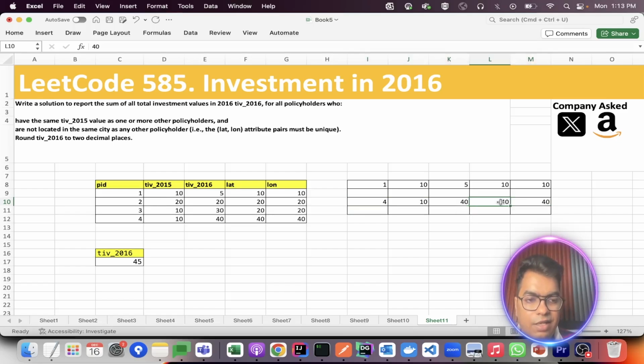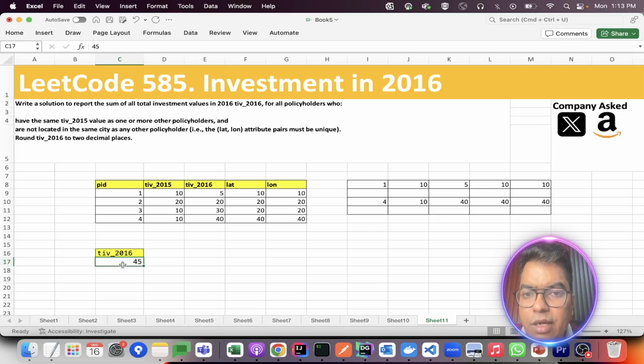But let us see whether this 4040 is there in any other row apart from the original row. We could see 4040 is unique among all the other rows in the table. So the fourth row will also participate. Now we just need to sum the 2016 column, which is 5 plus 45. We need to round this to 2 decimal places, which comes out to be 45. Hope you are getting the clarity on this question.